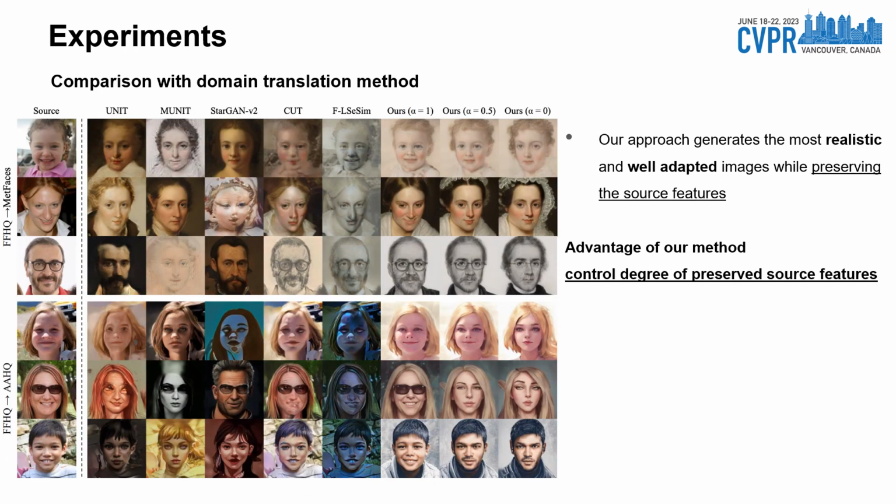We also compare our approach with existing domain translation methods by combining ours with the inversion methods. Compared to the competing methods, our approach generates the most realistic and well-adapted images while preserving the source features. In addition to visual quality, the most notable property of our approach compared to previous methods is that the preserved source features can be controlled in only a single model.